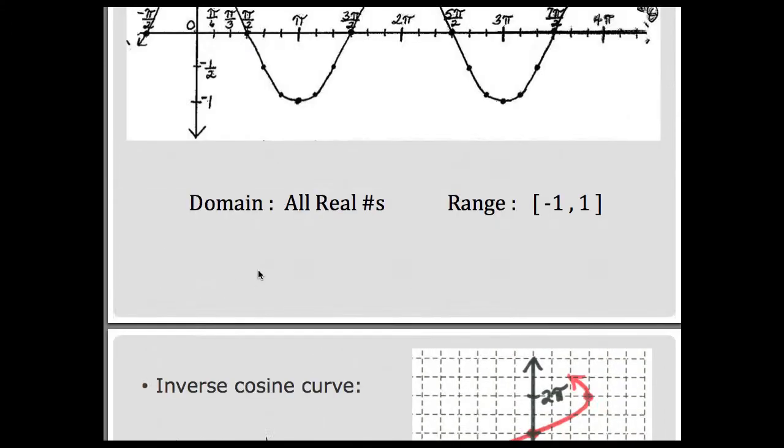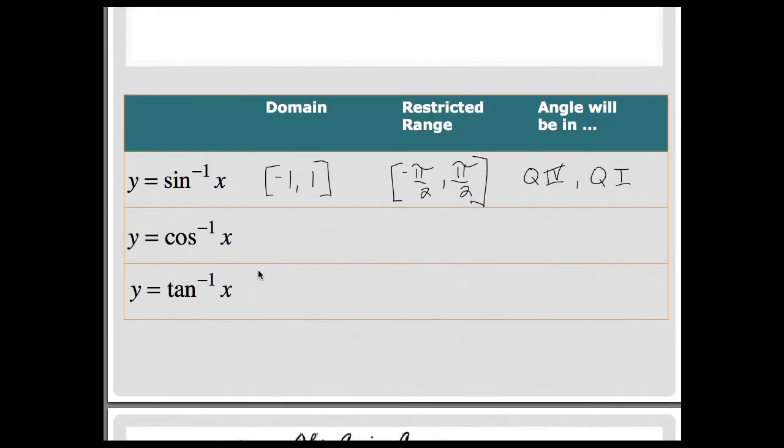So let's go back to that table and fill that in. So domain was from -1 to 1. Restricted range went from 0 to pi. So again, if you consider what quadrants that covers, think of the unit circle starting at 0, and you're going to go counterclockwise over to pi. So in doing that, you've passed through the first quadrant and the second quadrant.